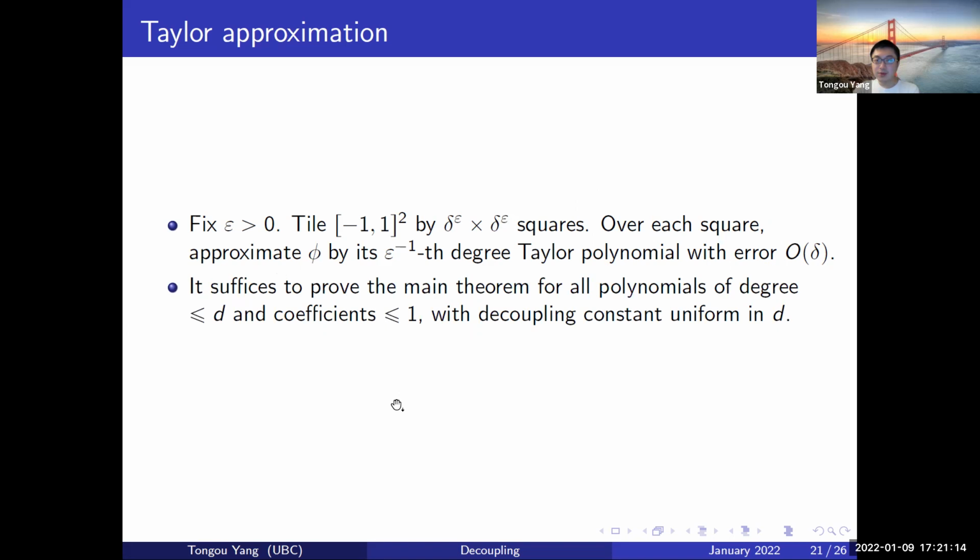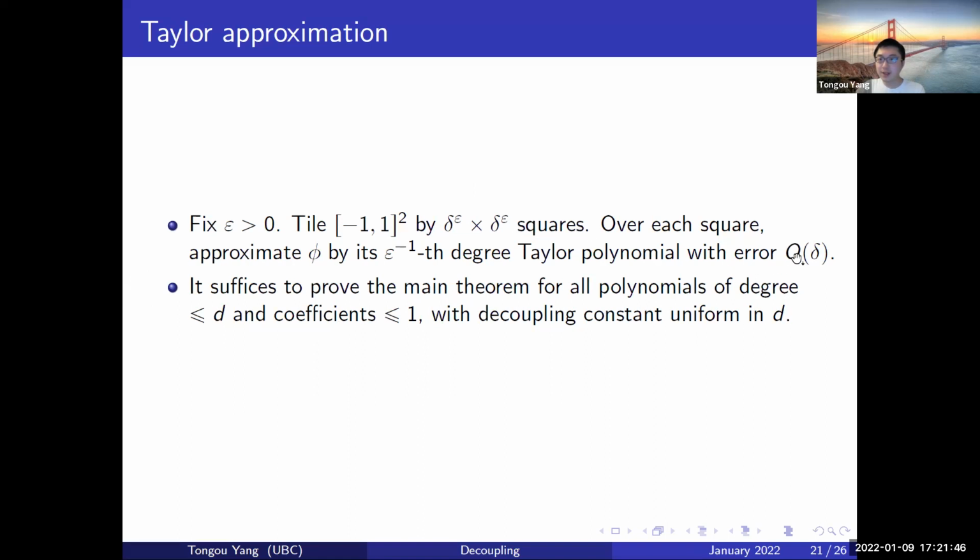So it suffices to prove the main theorem for all polynomials of degree D and coefficients roughly equal to 1, with the decoupling constant uniform in D. So what does that mean? We notice that we have tiled this by these tiny squares. Because we are allowed to lose an epsilon in the power, we just use the triangle inequality and Hölder's inequality. In this way, we lose a factor delta to the power minus epsilon. And then it suffices to prove it for each individual square.